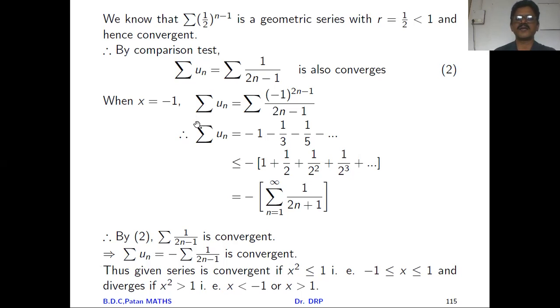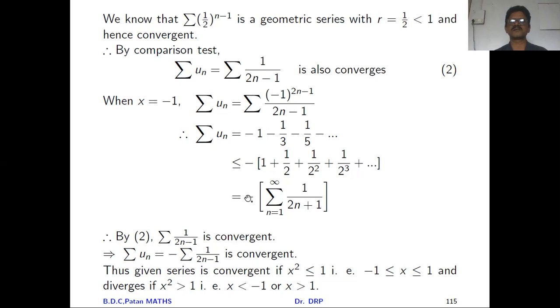So when x equals 1, our series is convergent, and when x equals minus 1, what happens? When x equals minus 1, from 1 we can write summation un equal to summation of minus 1 raised to 2n minus 1 divided by 2n minus 1. If you replace n equal to 1, 2, 3, 4 and so on, on the right hand side you will get minus 1, minus 1 by 3, minus 1 by 5, minus so on. The negative sign you take outside. So this we can write as less than or equal to 1 plus 1 by 2 plus 1 upon 2 square plus 1 upon 2 cube plus so on.